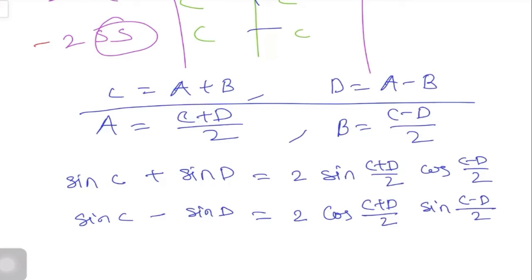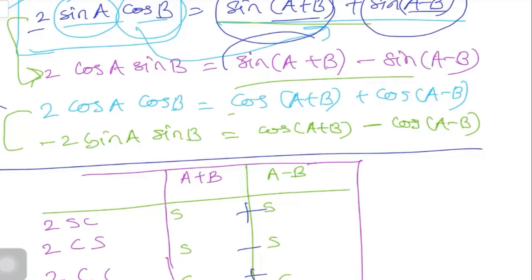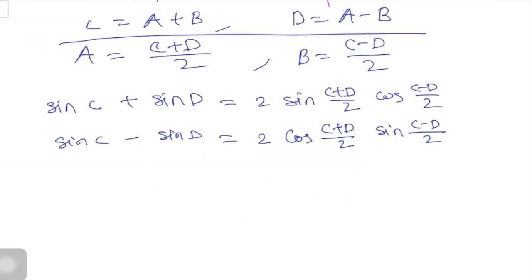Very good. So the next formula, which is the formula next? Cos C plus cos D. Okay. So the right hand side for that is 2 times cos of (C plus D) by 2 into cos of (C minus D) by 2.